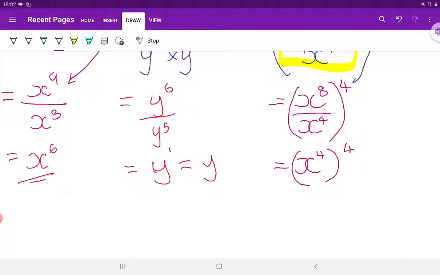We're still going to have to raise that to the power of 4. Now we're using the next indices rule, where we do 4 times 4, remember. So this will give us x to the power of 16.